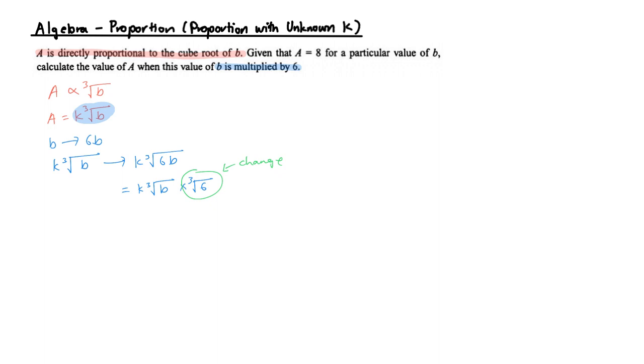Therefore, we can apply this to find what is the value of A now when the old A is 8 and this is the change. So the new A would be the old A times the change. Old A is 8, the change is cube root of 6. Right, hit the calculator, you get 14.54, and then 3SF will be 14.5. So that's how you deal with this kind of questions when you don't know what the K is. Right, you just have to observe the changes.